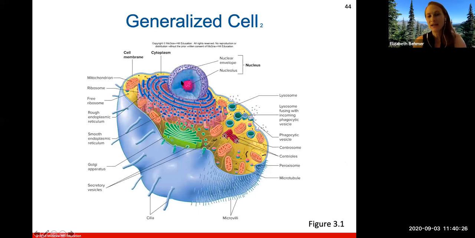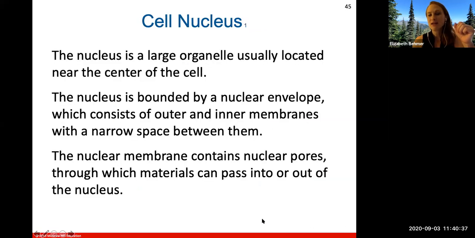So again, we're looking at the inside of the cell. We talked a whole lot about the cell membrane, and now we're looking at the inside of the cell at all of these organelles. The cell nucleus, we'll start with the cell nucleus. Yep, we're on chapter 3. Oh, thanks guys for answering too.